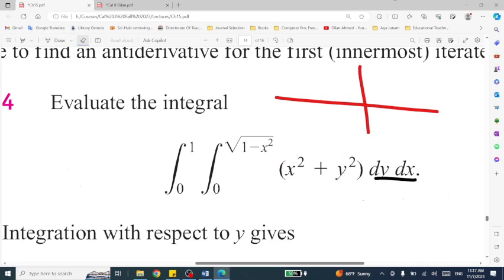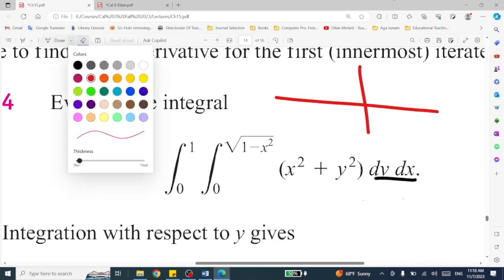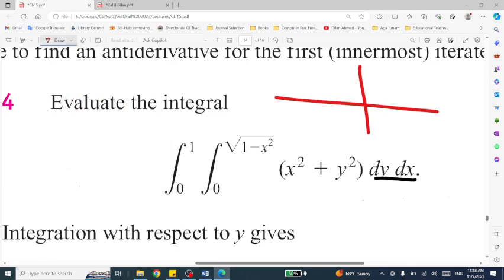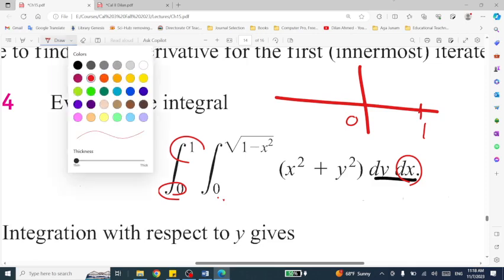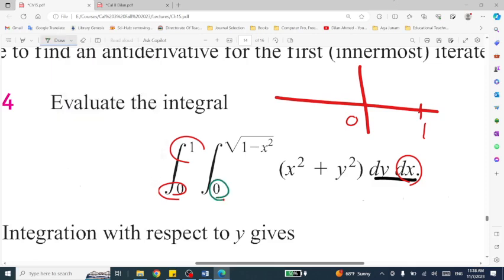Before the change, let's draw the original boundary. X is between what? X is between 0 and 1, am I right? How about that one? Y is between 0 and the upper curve, so y is greater than 0. It is a semicircle. In the previous example, we mentioned that, right?